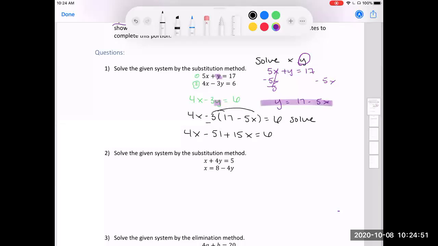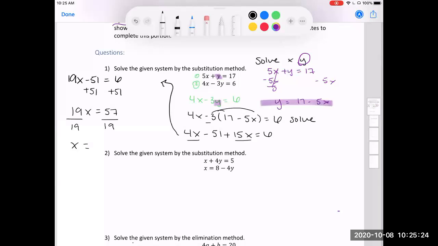All right, from there I combine like terms. I can add 4x and 15x to get 19x minus 51 equals 6. All right, I add 51 to both sides. So I get 19x is equal to 6 plus 51 is 57. Lastly, I divide by 19.